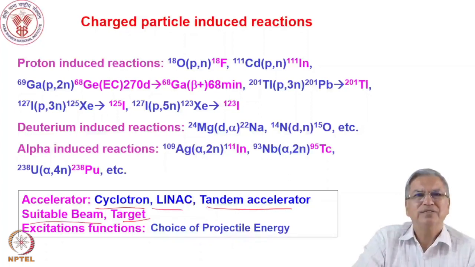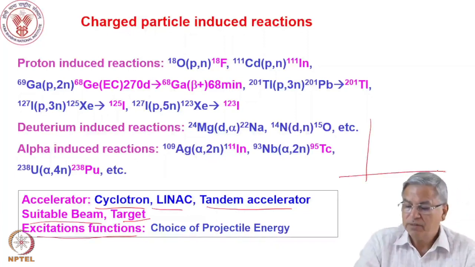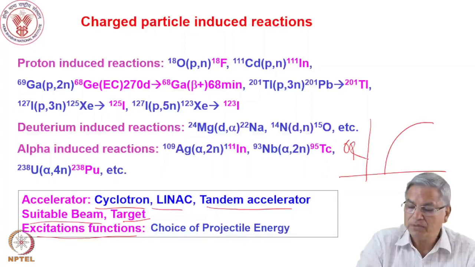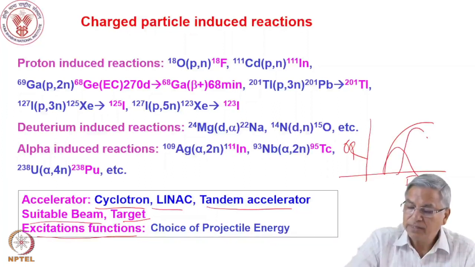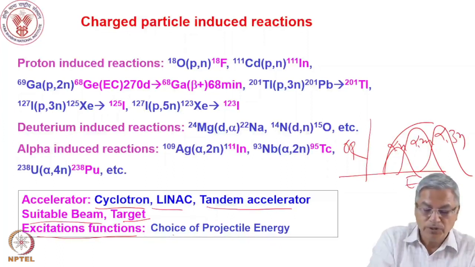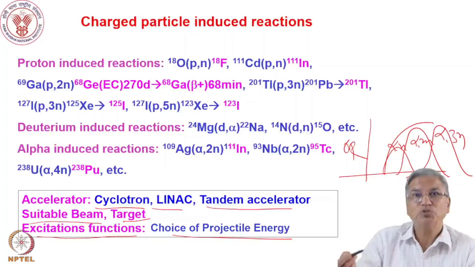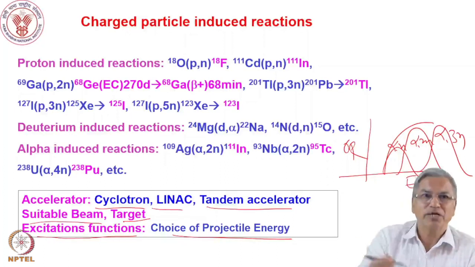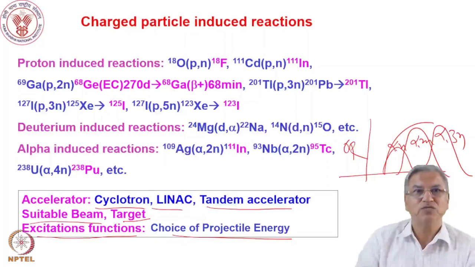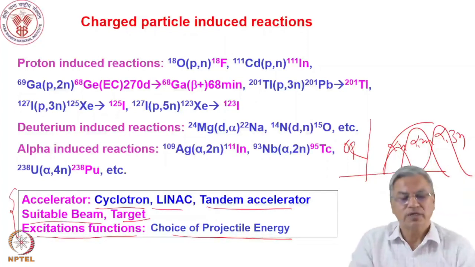Before you go for radioisotope production, you need to know the excitation function, that means the cross section. This is the cross section, sigma r, versus the energy of the projectile. This is the total cross section, and you will have the excitation functions of different products like alpha n, alpha 2n, alpha 3n, and so on. Depending upon the excitation function for a particular radioisotope, you have to choose the energy of the projectile, and also make sure that it is available from the machine you are going to use. These aspects we have already discussed in the previous lectures on nuclear reactions.